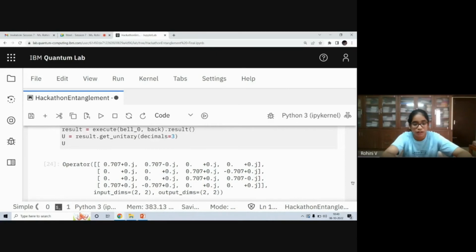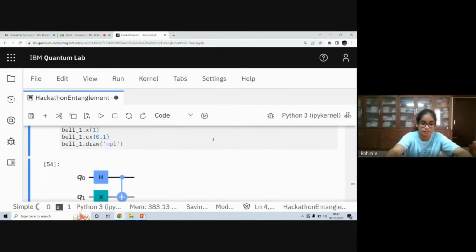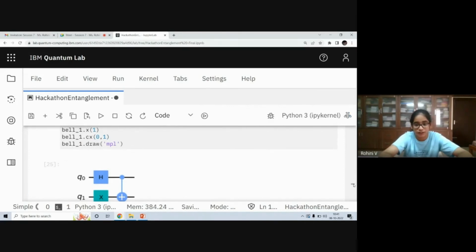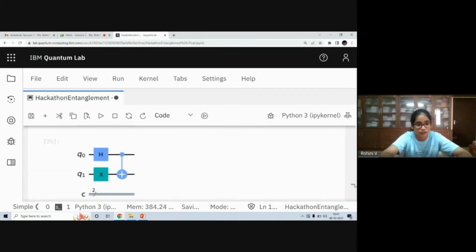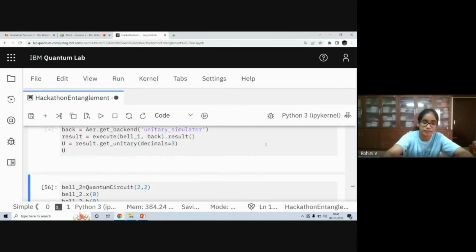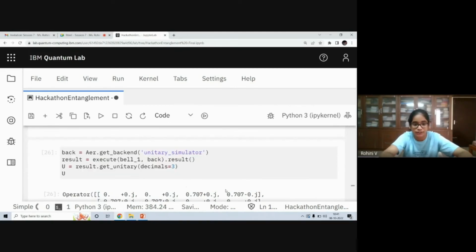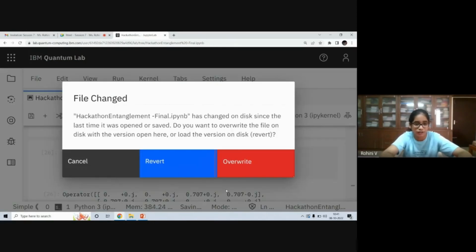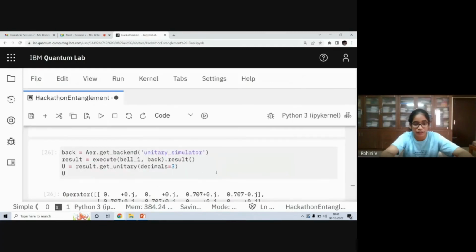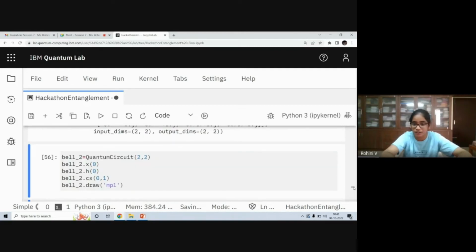Moving on to our second Bell state. We've got the circuit, and this is the unitary representation for our second Bell state. These are the codes. Do pay attention to all of the codes, because there are a lot of questions about them, and you'll get the codes as fill in the blanks, or match them, or which is correct and which is wrong.